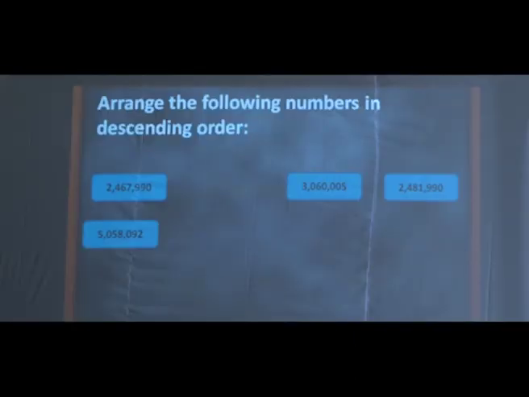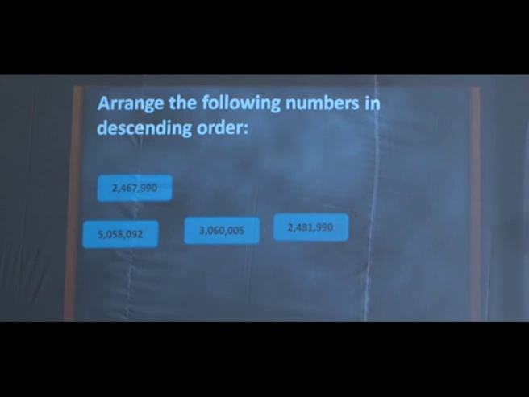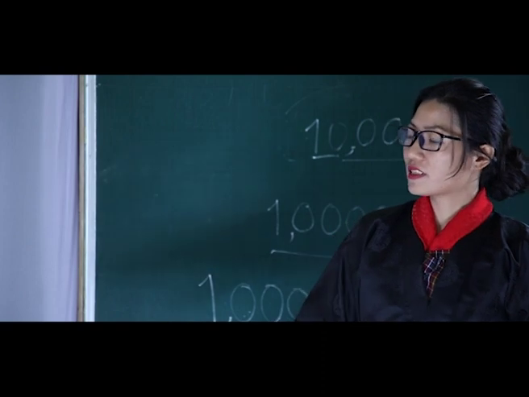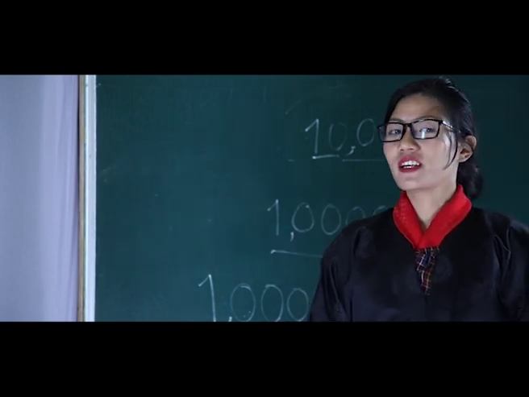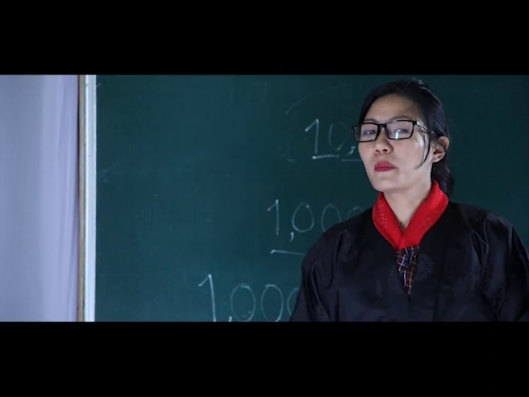The first number, 5,058,092. The second number, second greatest, 3,060,005. Which among these two is greater? 2,481,990. And the least number is 2,467,990. Check your answers. Did you get it all correct? If you did, you are an amazing kid.